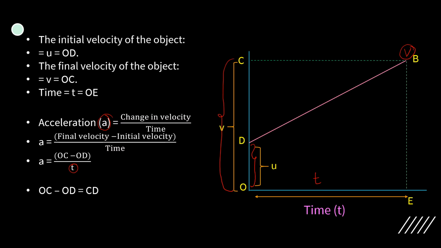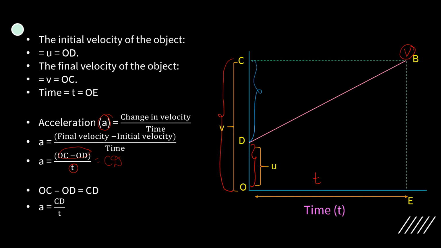If you observe this line, OC is the total distance, and this is the distance OD. So OC minus OD will be equal to CD. If you subtract that, the result will be CD. So OC minus OD can be written as CD.